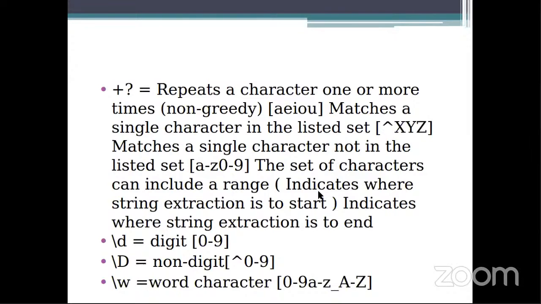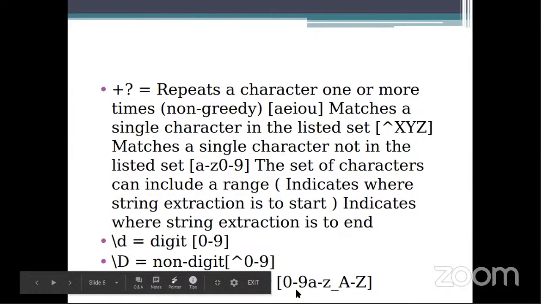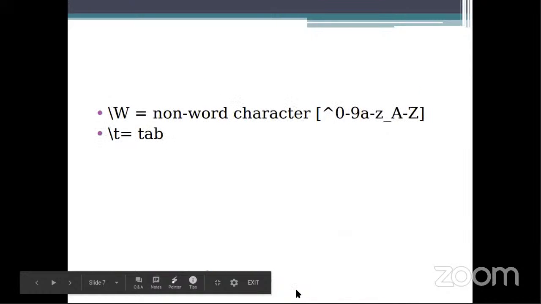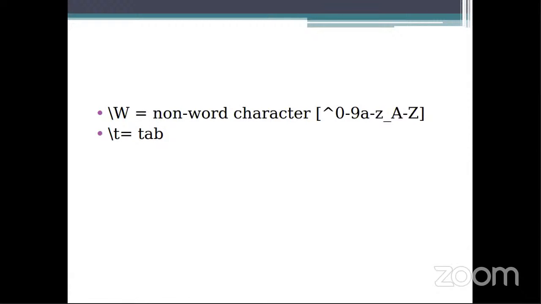Slash d represents a digit, capital slash D represents a non-digit, and slash w is for a word character, which covers 0 to 9 and letters. If you use the non-word character, it matches anything that is not a word character. And slash t is a tab.